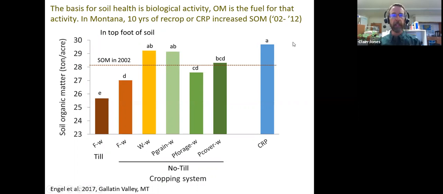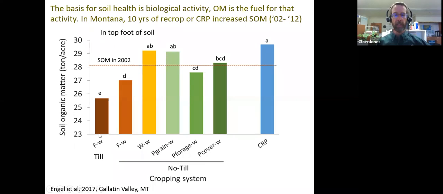This is data from a study done about 4 miles west of Bozeman in about a 16-inch annual precipitation zone over 10 years. These kinds of studies are really rare because they're so time intensive and so costly to run. But my colleague Perry Miller really recognizes the value of long-term studies, and we're actually entering the 18th year of the study this year, so we'll have an update on these data soon.